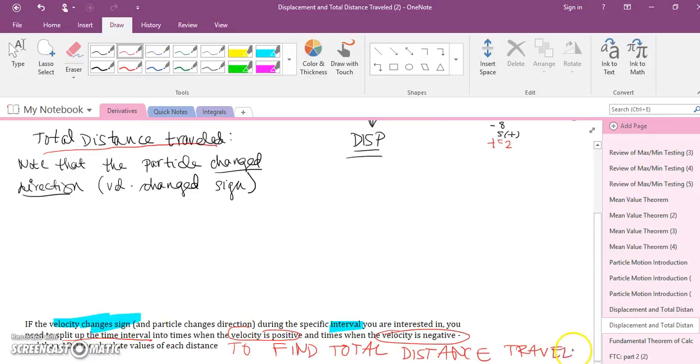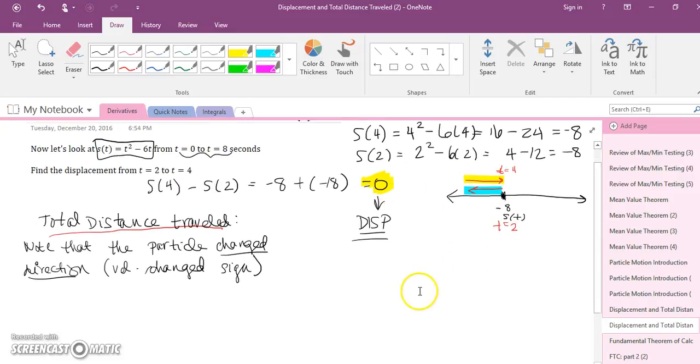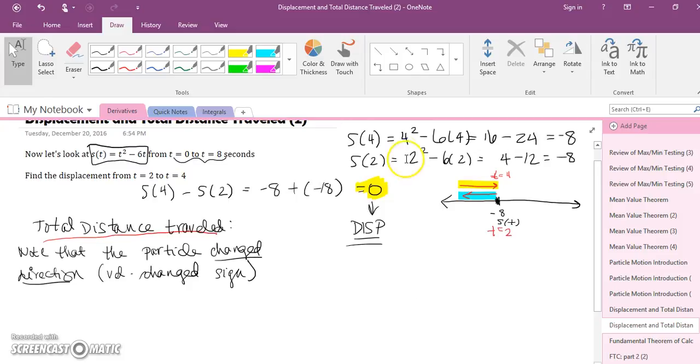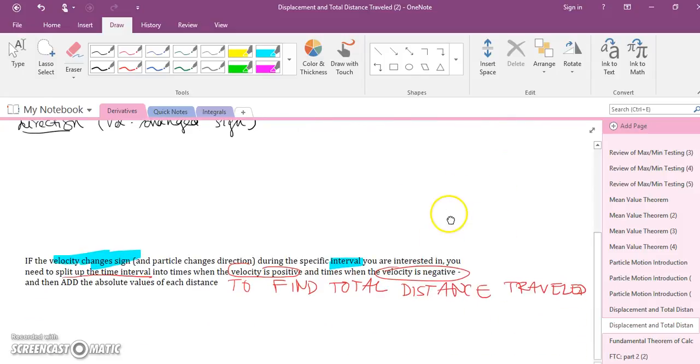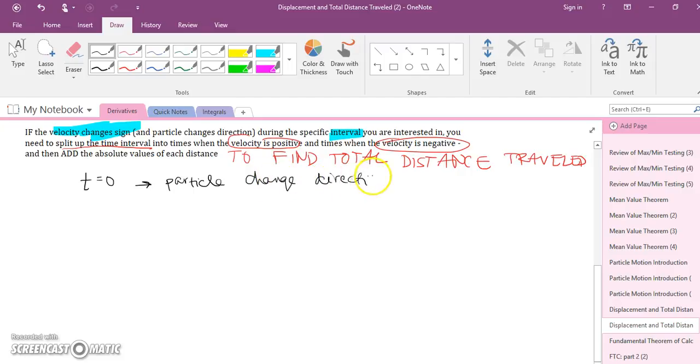Total distance traveled is another story because you need to split it up, because I don't want these distances to cancel each other out. So let's go ahead and split up our time interval into times when the particle is moving left and when the particle is moving right. So I need to find out when the particle changed direction, which is whenever velocity is 0. So the particle could change direction. Changes direction. I should say potentially, because we're going to check to make sure.